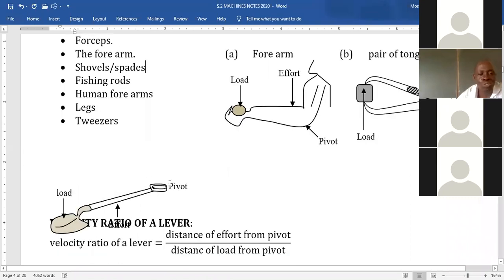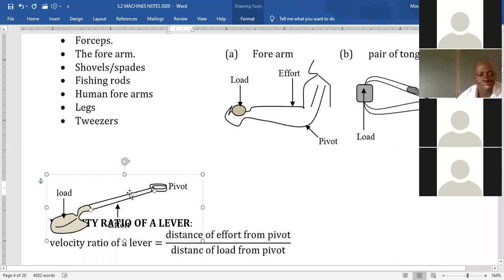Otherwise, I'm going to call you a machine. Machine Jovia, how are you? Yeah. That's okay. That's not normal.